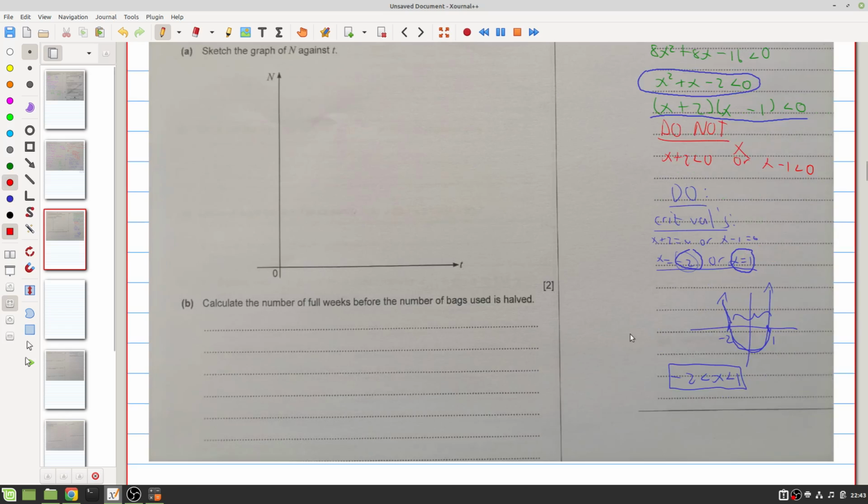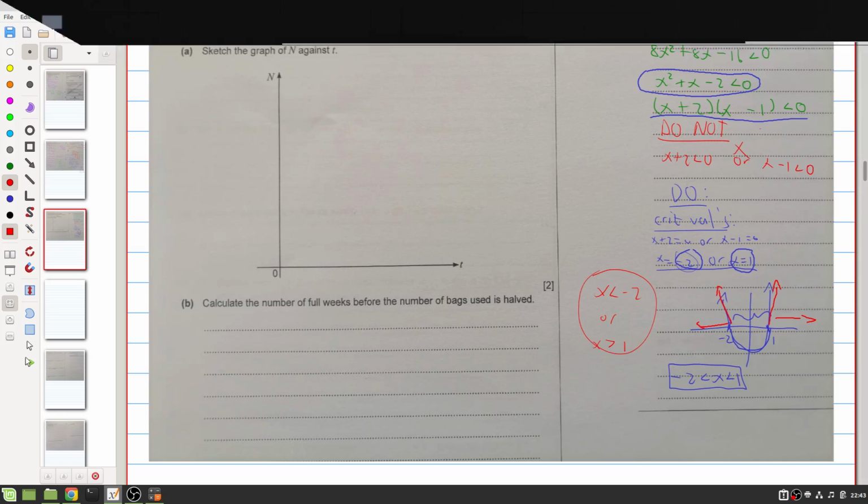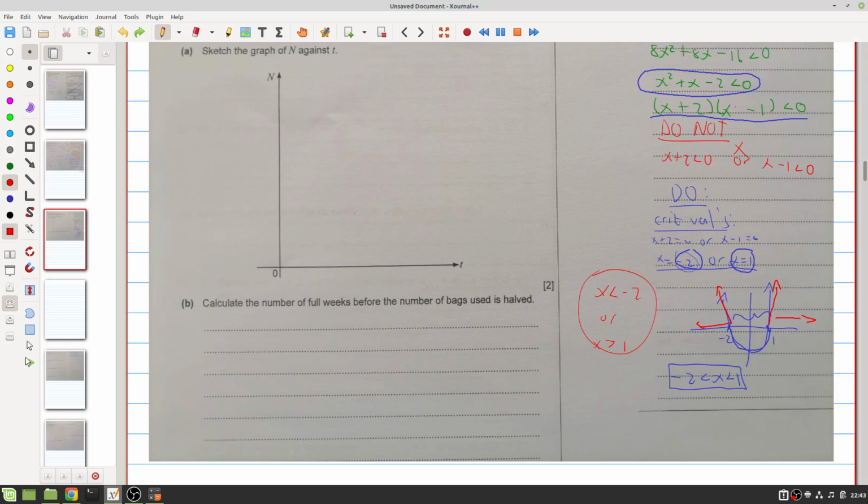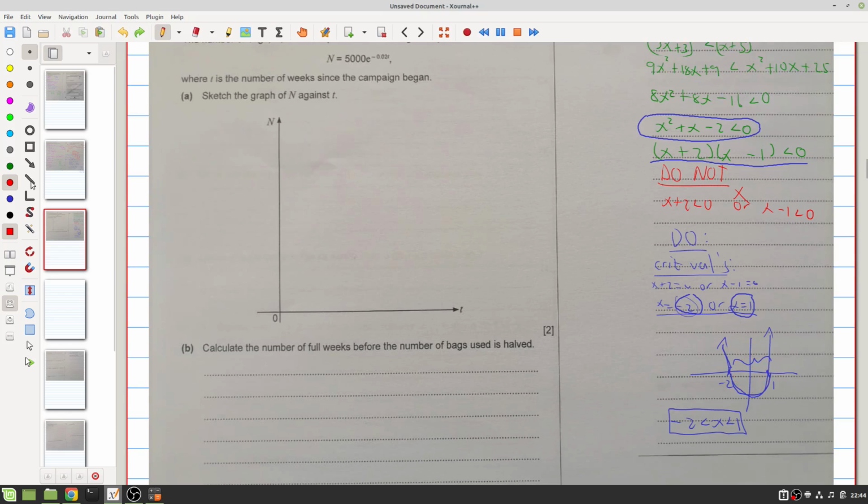Let me do a different color for this. Greater than would be that part of the graph and that part of the graph, right? So that would be everything to the left of -2 and to the right of 1. So in that case, we would say x is less than -2 or x is greater than 1. That would be the answer if this was greater than. But it's not, it's less than, so we look for below the graph. So that's that part, between -2 and 1. All right, let's get on to the next question.